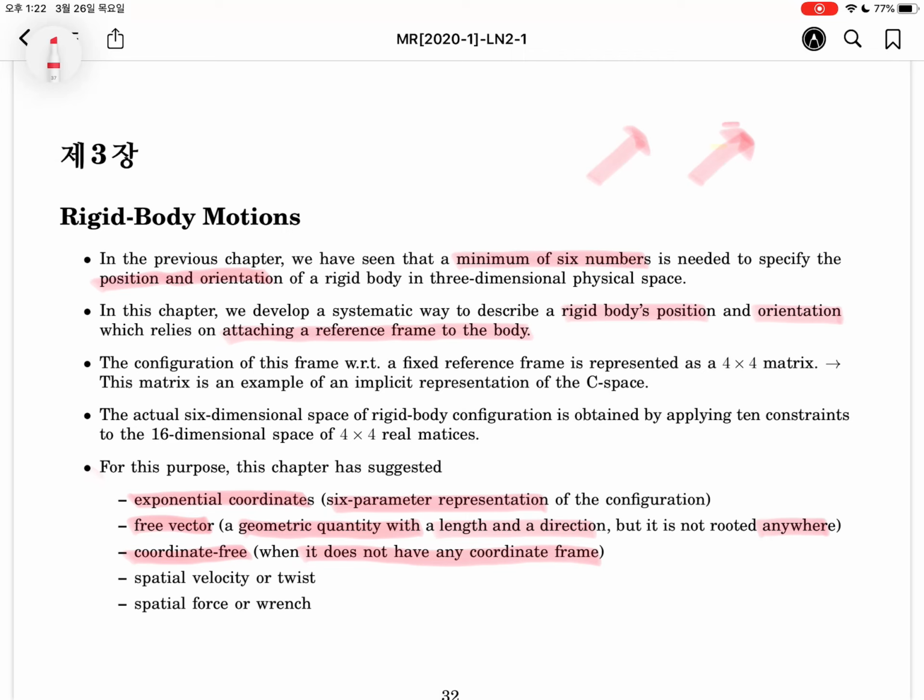It does not have any coordinate frame. The coordinate-free concept is more general for describing the rigid body motion. And then if you attach some reference frame, the numerical coordinate values appear. And then we will derive the twist. Maybe next week I will talk about the concept of length.